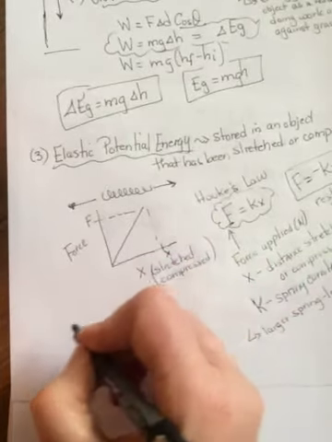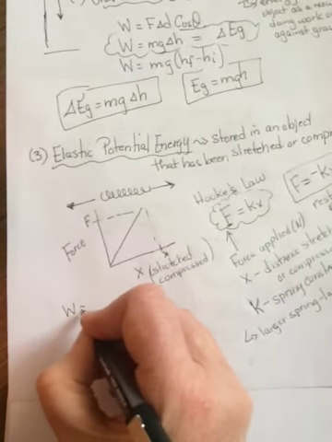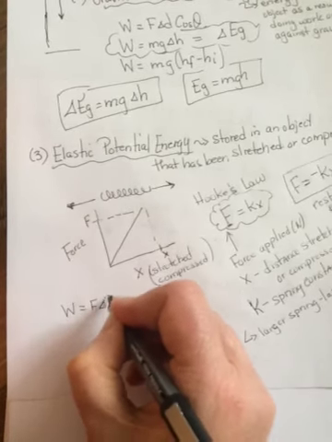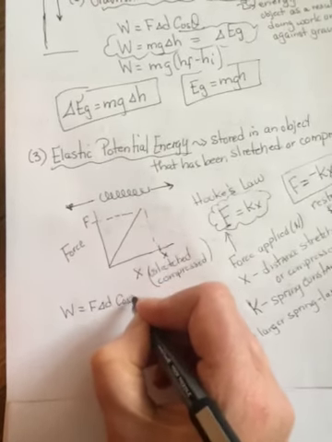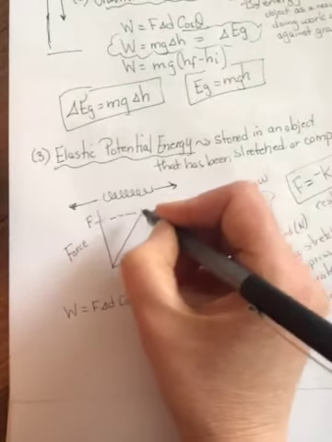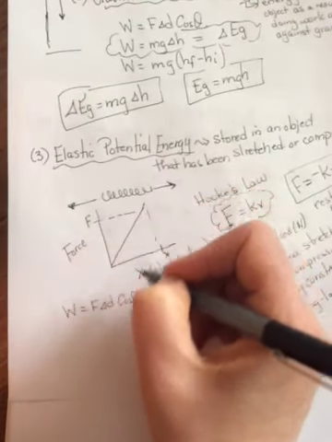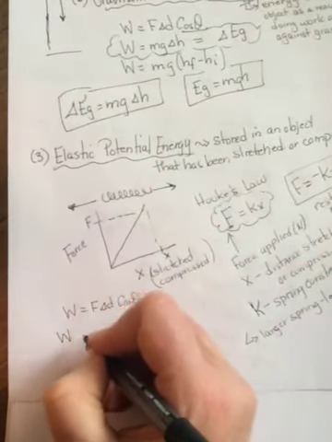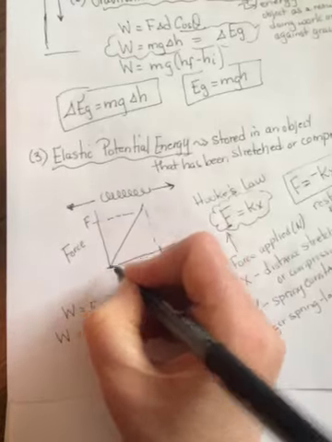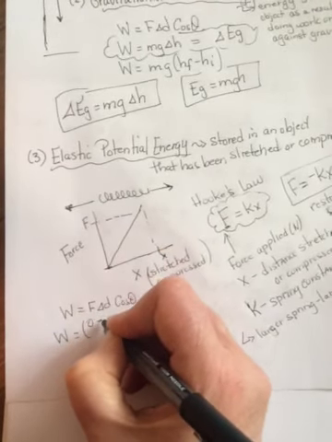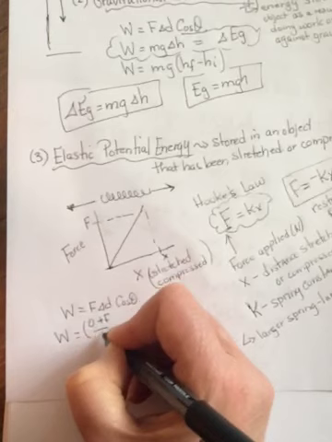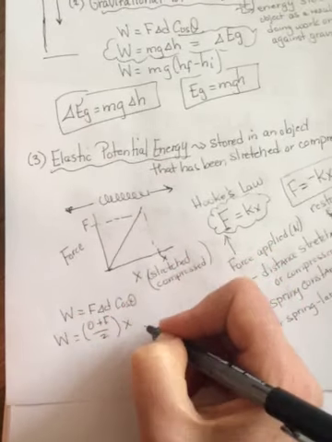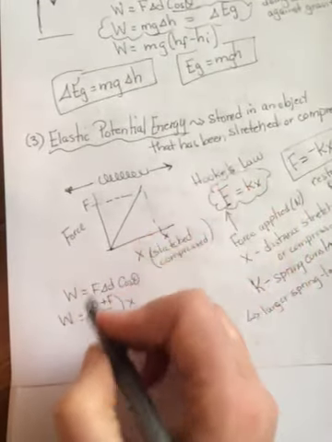Okay? And so if we think about the work done to stretch it, W equals F delta D cos theta, and the cos theta will be 0 again. But remember when we use this W equals F delta D cos theta, the F has to be the average force. So the average force here would be 0 plus F over 2. And the distance, the delta D, would be your X. Okay, and cos theta would just be 1.